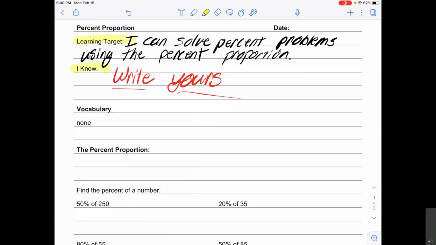You may not know what the percent proportion is, but you know what percents are. Write down the date you're watching this video. And then we have no vocabulary today. So please pause the video, get all of that written down, and restart when you're ready to go.